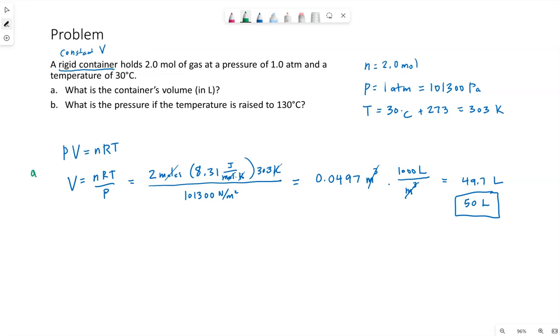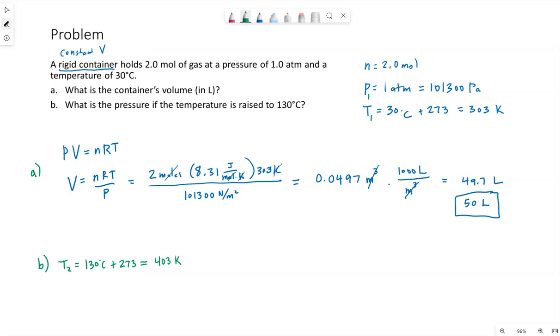Part B, we're asked for the pressure if the temperature is raised to 130 degrees Celsius. So the pressure we have to start with, if we call those P1 and T1, T2, 130 Celsius, we do need to have this in Kelvin. So adding the 273, that's what, 403 Kelvin. So this is our T2.